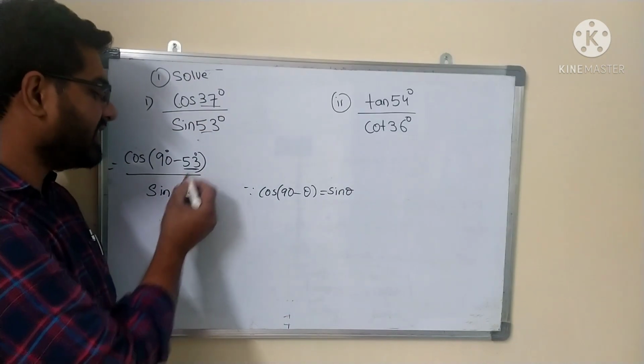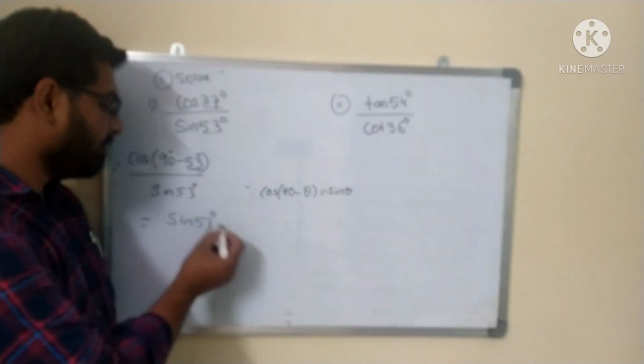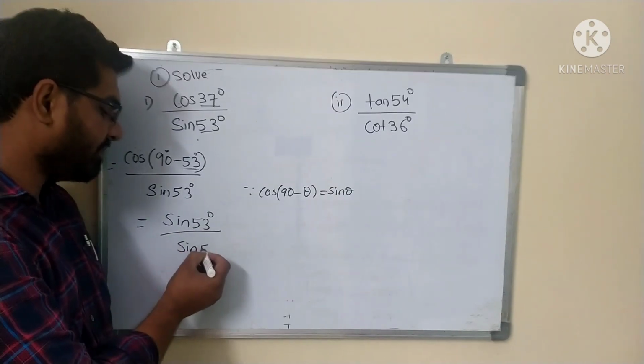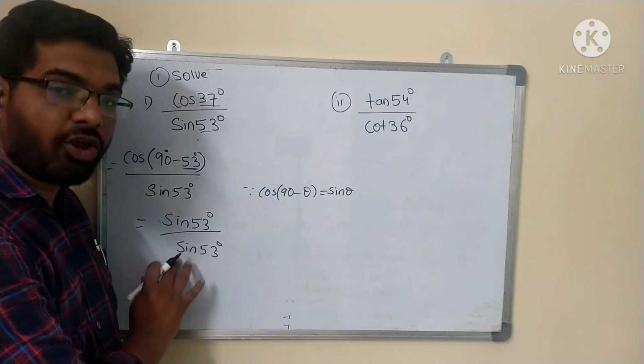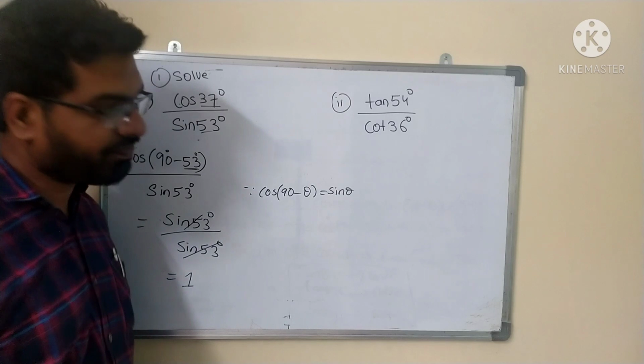What is the value of theta here? 53. So that is sine 53 degrees by sine 53 degrees. Now both numerator and denominator are the same, we can cancel, the answer is 1.